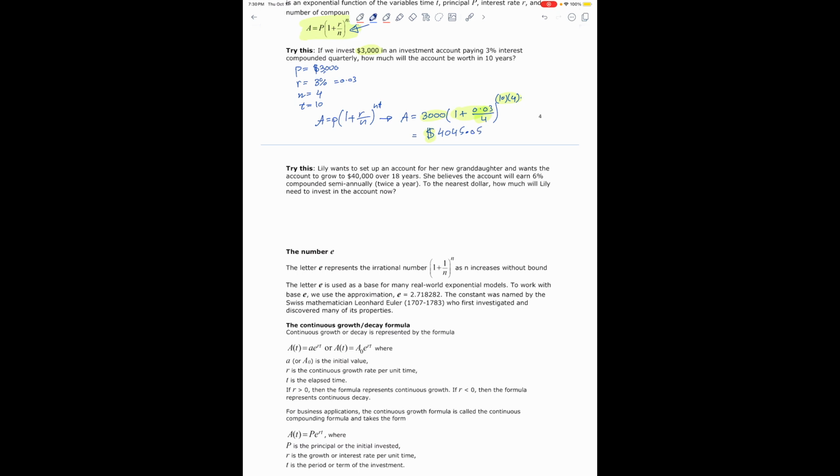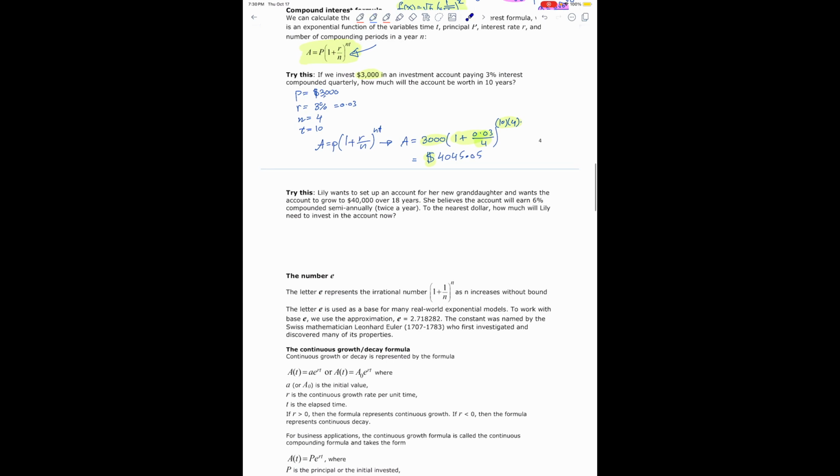So to calculate how much Lily needs to invest now to grow the account to $40,000 over 18 years with a 6% interest rate compounded semi-annually, we can use the compound interest formula, which is this formula right here. In this formula, what we're missing is the principal. That's what we're looking for, and we have the rest.